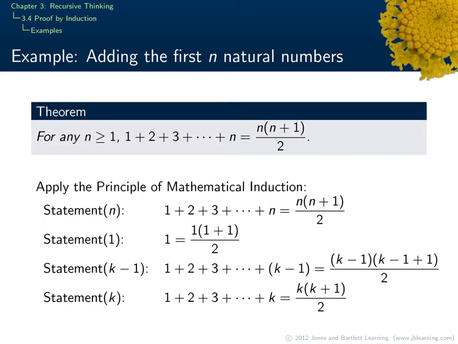Okay, as our first example, we are going to use induction to prove that the sum of the first n positive integers is equal to n times n plus 1 over 2. So the nth statement here is this statement where we assert that 1 plus 2 plus 3 up through n is equal to n times n plus 1 over 2. Statement 1 would just be what we get when we replace n by 1. So that's 1 equals 1 times 1 plus 1 over 2. The k minus first statement is where we add 1 plus 2 out through k minus 1, and that's asserting that that sum is equal to k minus 1 times k minus 1 plus 1 over 2. And then here we have statement k. Now, all of those objects are going to be playing a role in our induction proof.